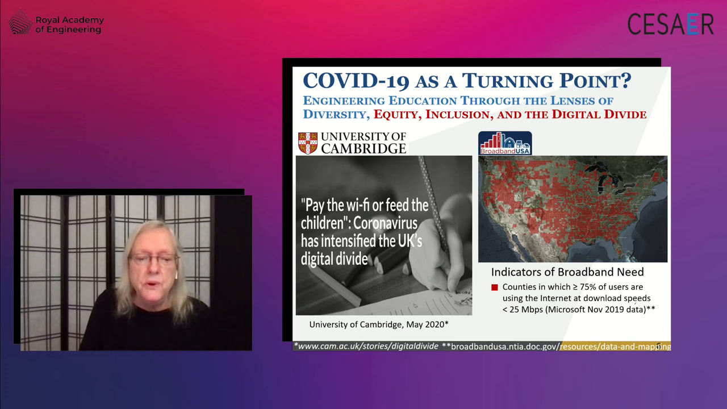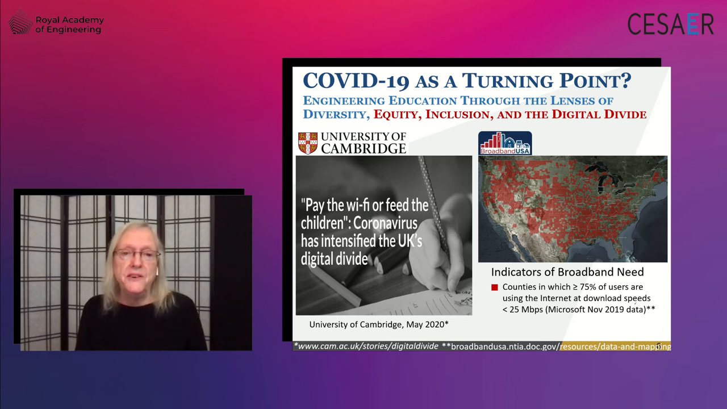So I'm going to turn to the lenses of diversity, equity, inclusion, and the digital divide, starting with the digital divide. And the graphic on the left is from a May 2020 Cambridge report. I think it speaks for itself. The map on the right shows US counties in which 3/4 or more of the users are using the internet at download speeds less than 20-25 megabits per second, that is below broadband speeds.